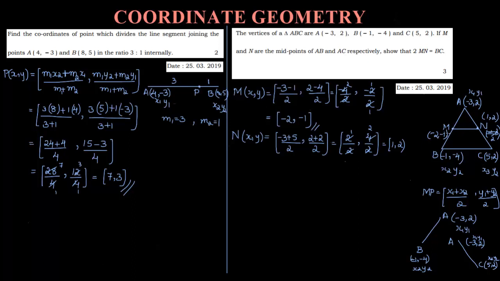So we need to find the distance between MN and find the distance between BC, and then we need to prove that, right? So let me just find the distance between MN. So MN is equal to, what is the distance formula you have? Square root of (x2 minus x1) the whole square plus (y2 minus y1) the whole square, right? So I am talking about this line.